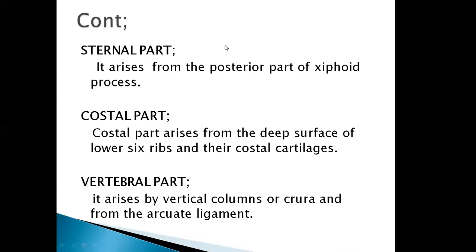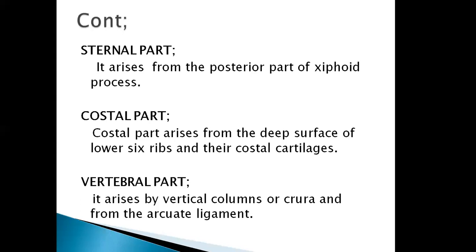Now the vertebral part is that part of the diaphragm which arises from the vertical columns or crura and from the arcuate ligament. So that's the next slide. What are the crura and what is the arcuate ligament? Simply, you can also say this is the part of the diaphragm that arises from the vertebrae L1, L2, L3.